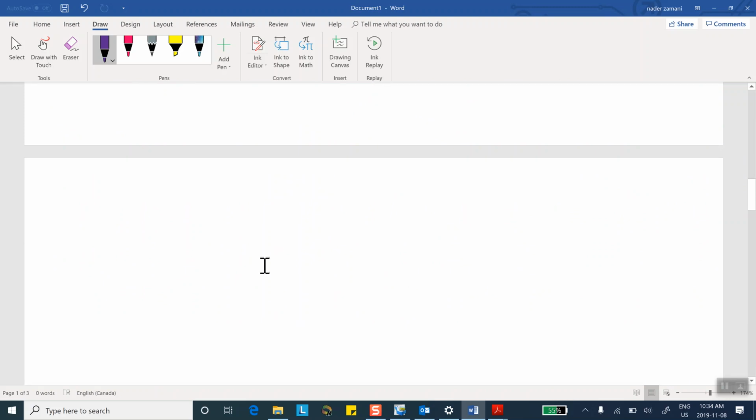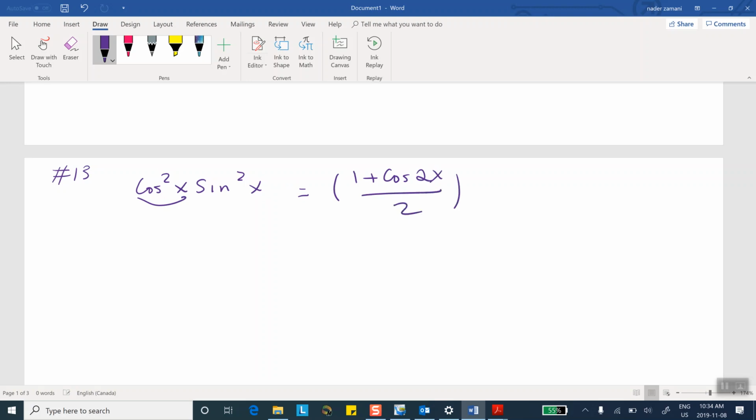Number 13. Cosine squared x, sine squared x. I think I also did this thing in class. So we know what to do with this. It's 1 plus cosine of 2x over 2. And we know what to do with that. It's going to be 1 minus cosine of 2x over 2.